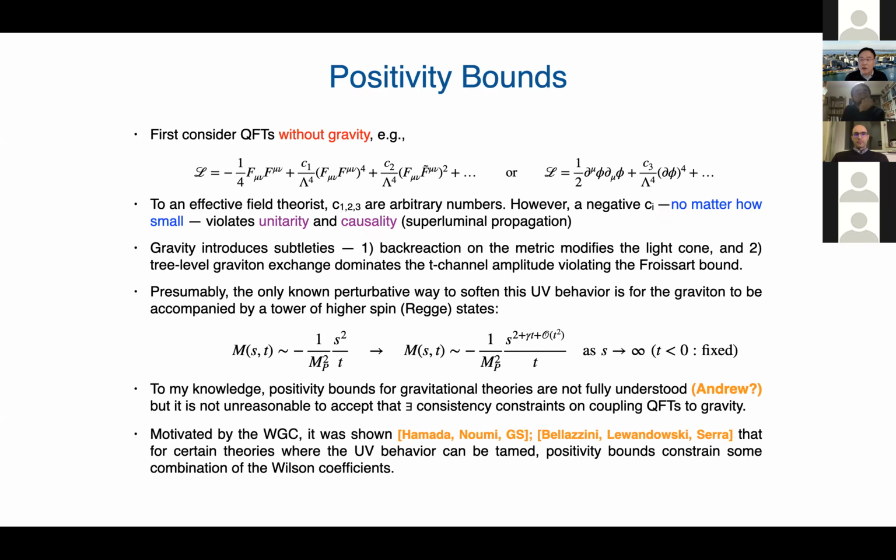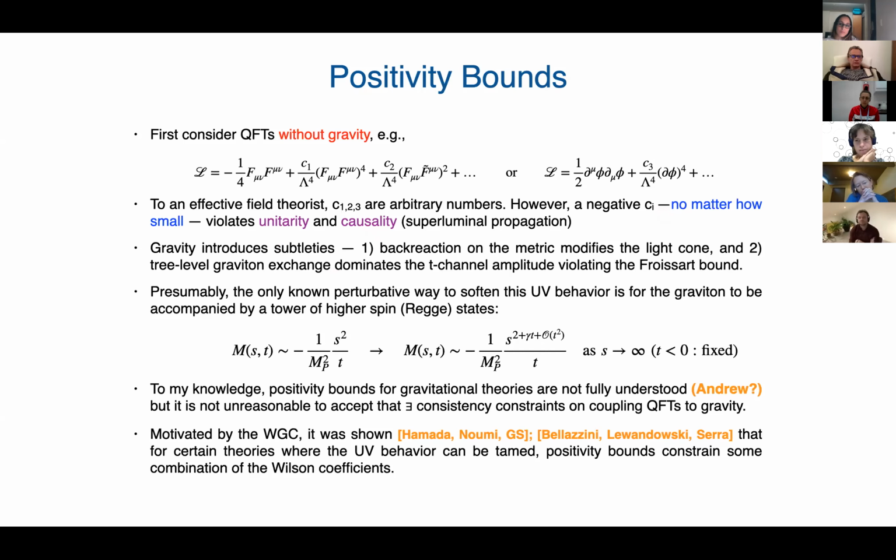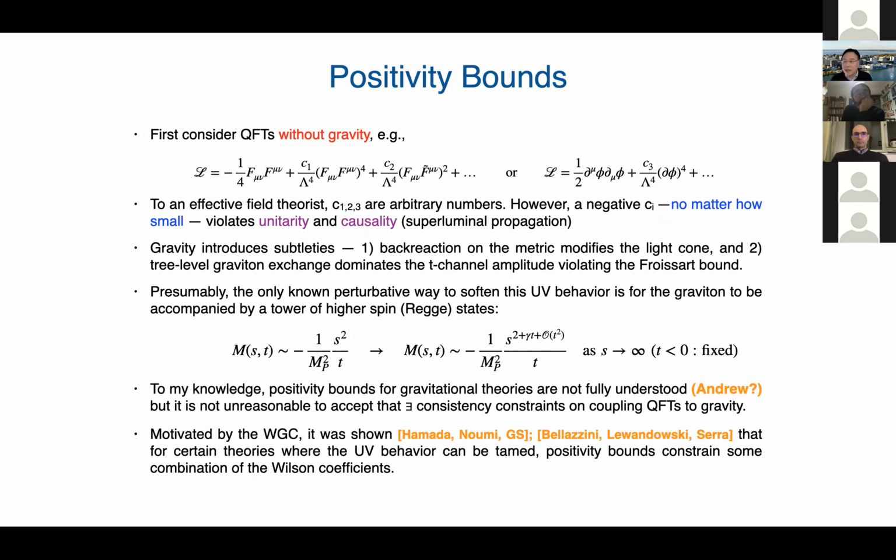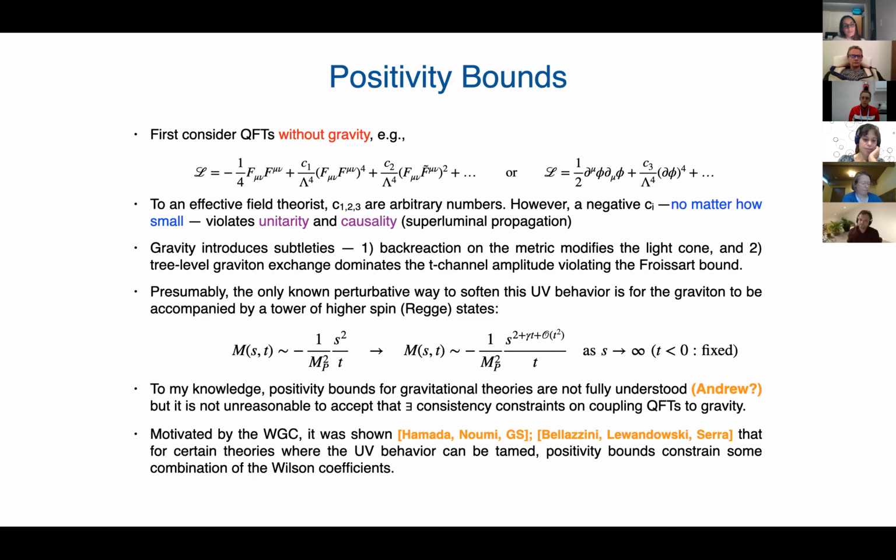Now, gravity, of course, introduces subtleties to these positivity bounds. I believe Claudia talked about this in her talk this morning. I unfortunately cannot attend due to the challenging time difference, but it's not so hard to see why gravity would change things. For one, the back reaction on the metric modifies the light cones, but more importantly, the tree-level graviton exchange diagram dominates in the forward limit of the 2-to-2 scattering amplitude, and in fact, diverges quadratically in the high energy limit.